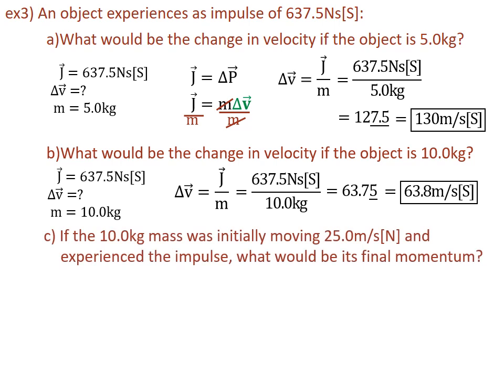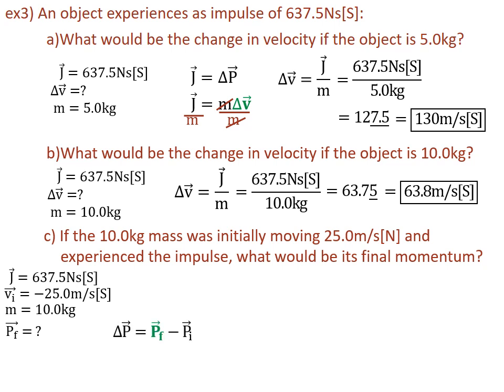If the 10.0 kilogram mass was initially moving 25.0 meters per second north and experienced the impulse, what would be its final momentum? So again, impulse is 637.5 newton seconds south. Initial velocity, we've been given as 25.0 meters per second north, which I wrote in my variable list as negative 25.0 meters per second south because I want to make sure that all my directions are the same. So anything that has a direction, I will make south in my variable list. Mass is 10.0 kilograms, and I'm looking for the final momentum.